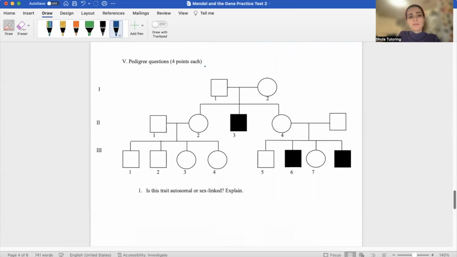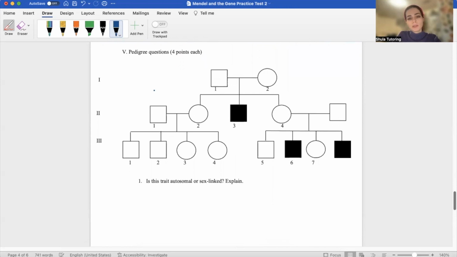And finally, pedigree question. So we have this pedigree. The way it works, generations are numbered with Roman numerals, and individuals are numbered with regular numbers going from left to right. Squares are males, circles are females, and affected individuals are shaded.